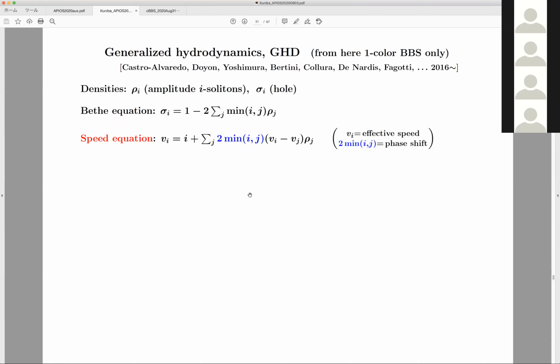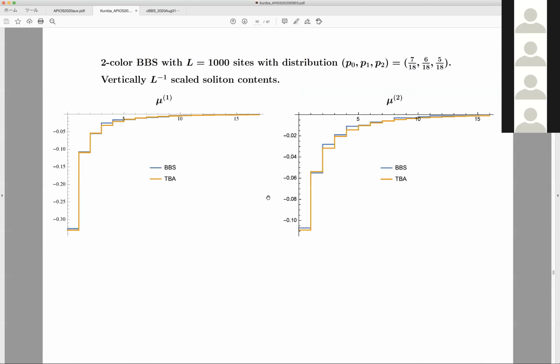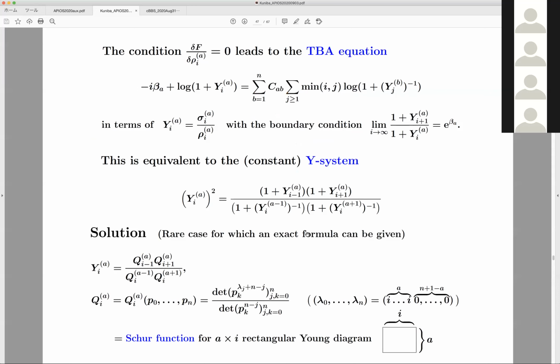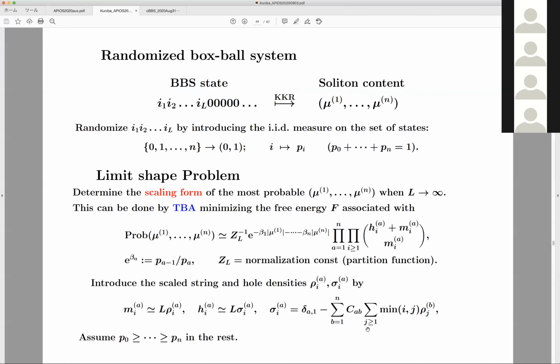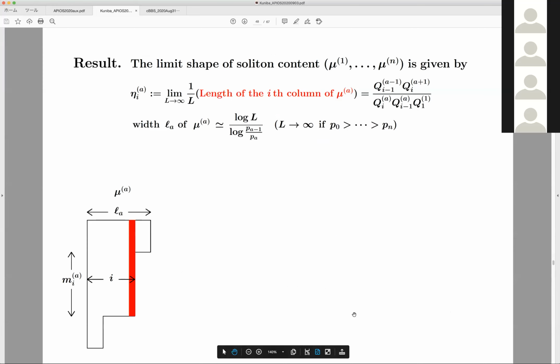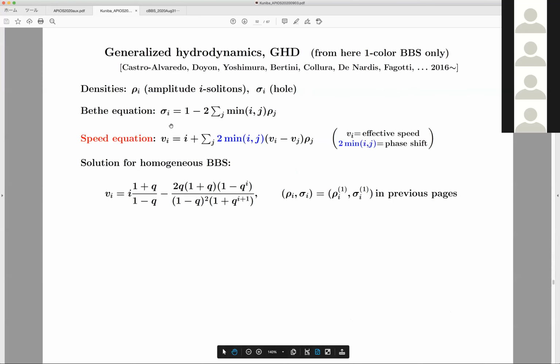The generalized hydrodynamics. And from here, I restrict myself to the one-color BBS only. So let me remind you of the basic equation in TBA analysis. There is this equation, but because I restricted myself to the one-color case, this upper index becomes void. So you can just remove this upper index, and this factor is just replaced by 2. And that's this formula, the Bethe equation in terms of the hole and string densities.